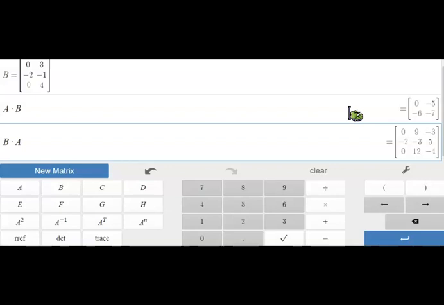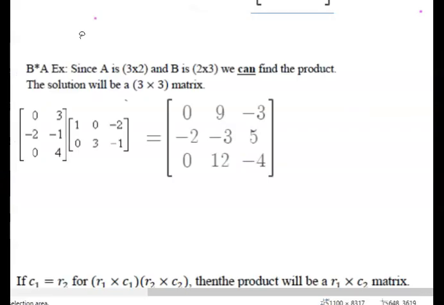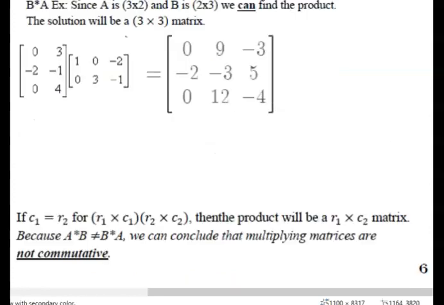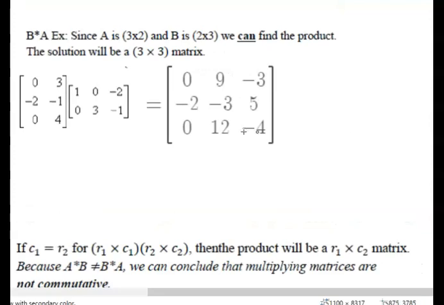Remember, if you had 7 times 6, that's the same thing as 6 times 7. But A times B is not always the same thing as B times A if you're multiplying matrices. If you're in the college algebra course, you will be expected to be able to find these by hand. Otherwise, you will only be expected to use the calculator to find these.